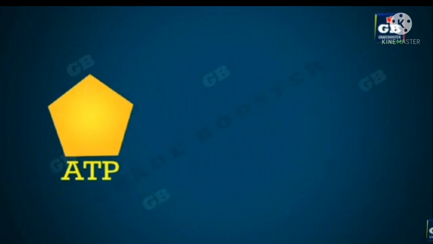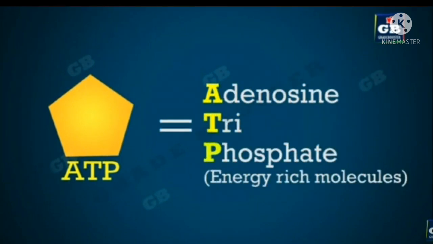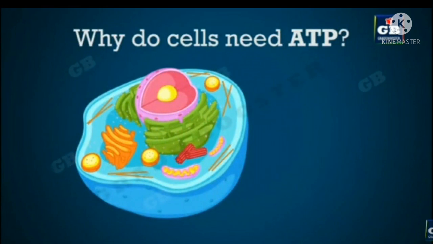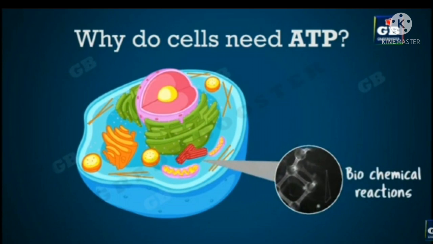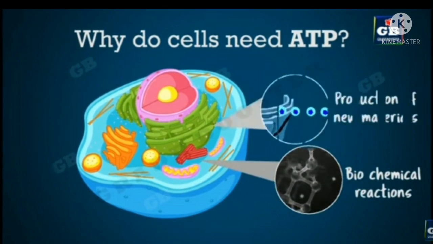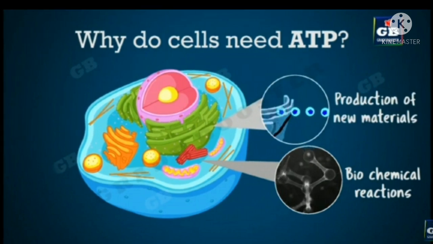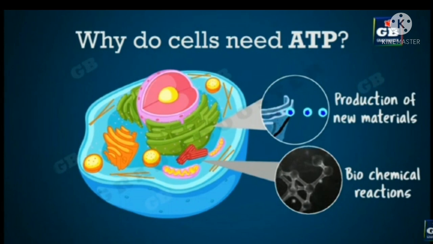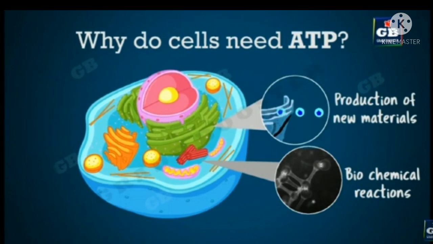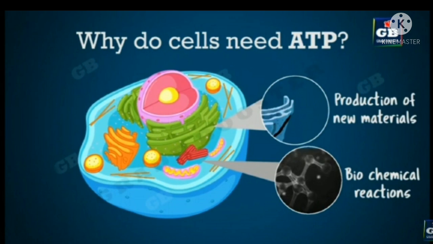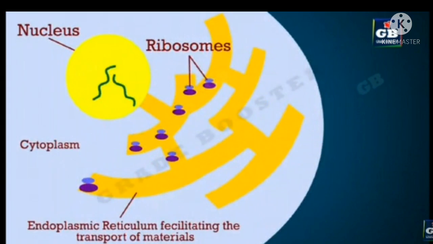Now, let us see what ATP is. ATP stands for adenosine triphosphate. These are energy-rich molecules. In our cells, many reactions take place and all these reactions need energy. And in our cells, many new materials are produced. So, for the production of these new materials, ATP is also required. That's why ATP is called the cell currency or energy currency of the cell.